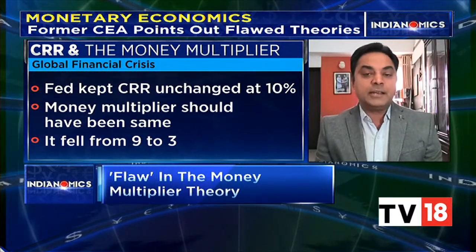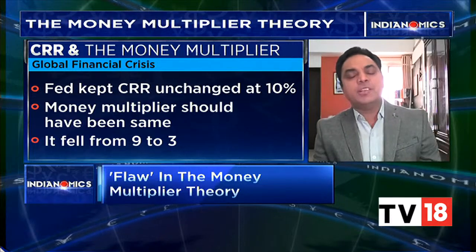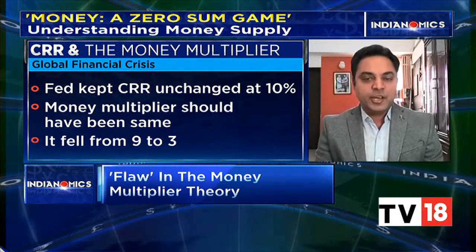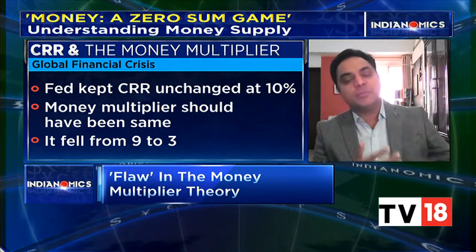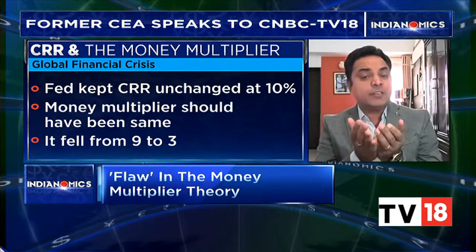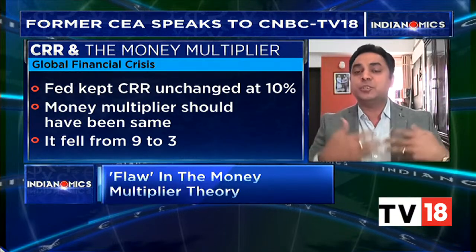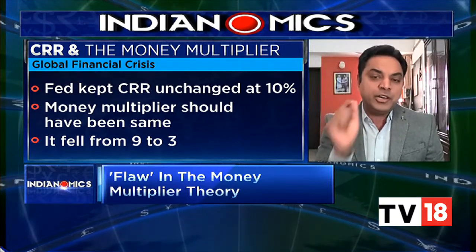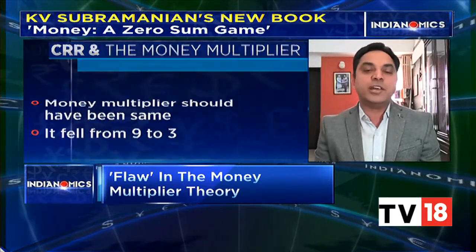What would that mean then? That if the reserve ratio is decreased, then the money multiplier should increase. If the reserve ratio is increased, then the money multiplier should decrease. And if the reserve ratio is flat, actually there should be no change in the money multiplier. Yet, when you look at the real world, take the global financial crisis.